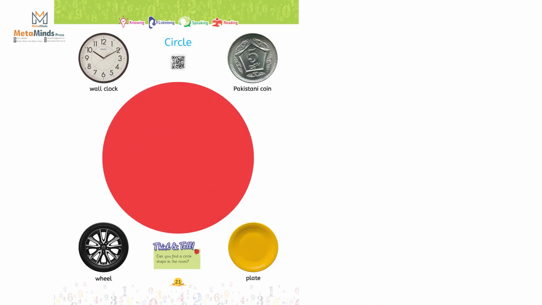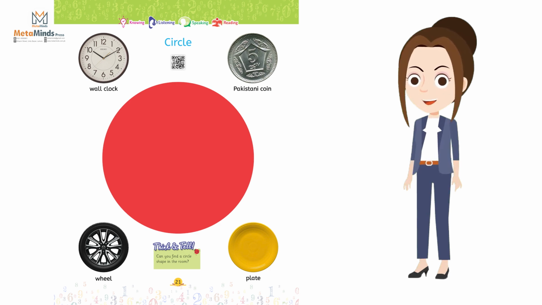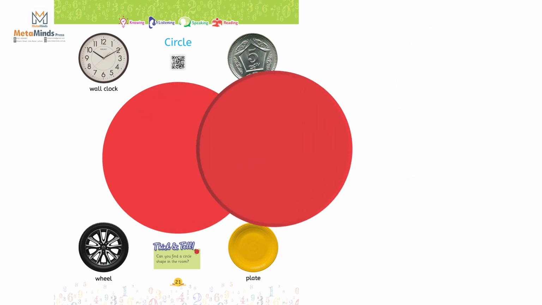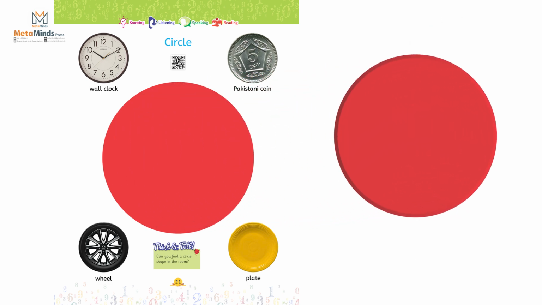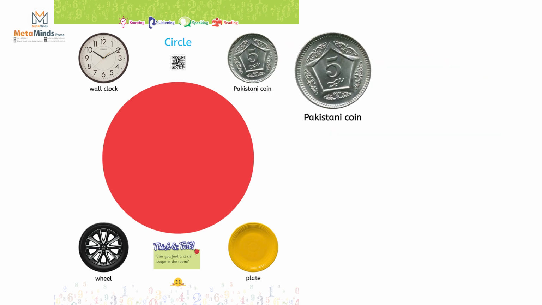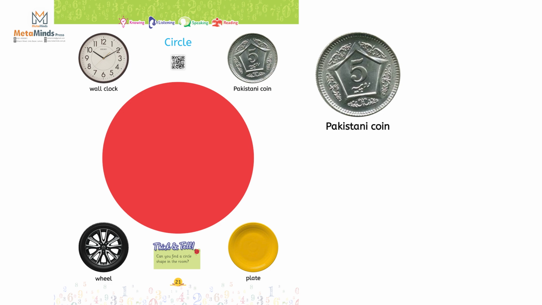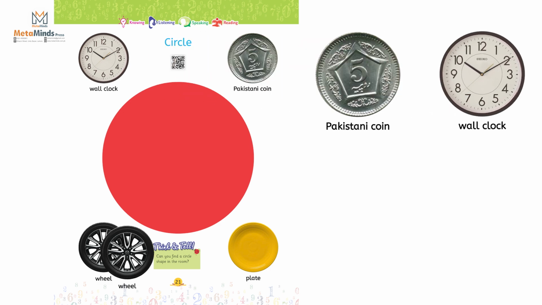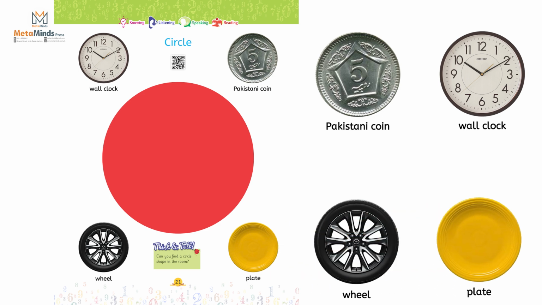And the third shape is circle. It is a round shape. Can you see a big red circle over here? Let's see which things are related with this shape. Have you seen a coin? Yes. Then wall clock, a wheel, and a plate. All these things have circle shape in them.